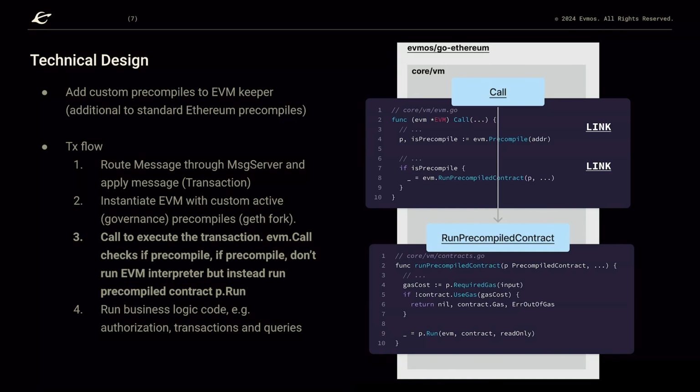So what happens here is you go into the call function. This is, again, the Go Ethereum side. It checks, based on the address that the message is interacting with, is this a registered precompile? Yes or no. If it is, then it will run the run precompiled contract method. If it's not, then it's just going to run the EVM interpreter and do regular bytecode execution.